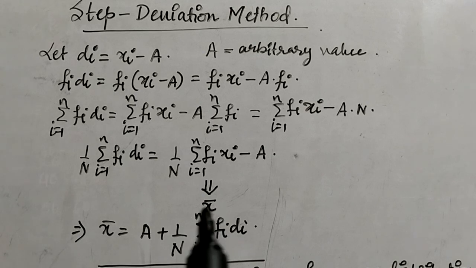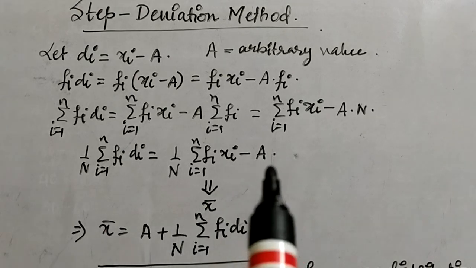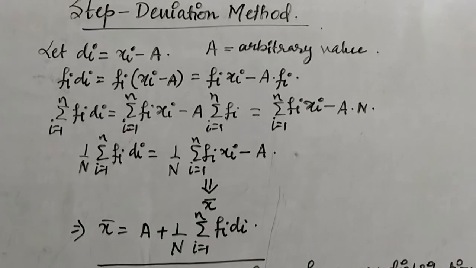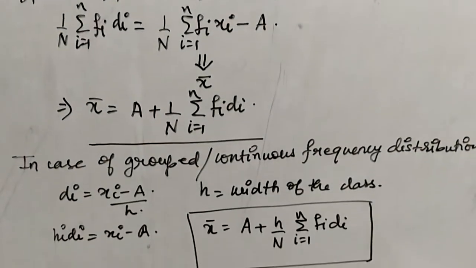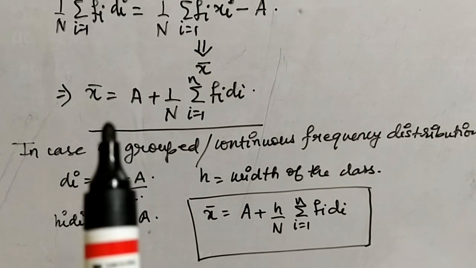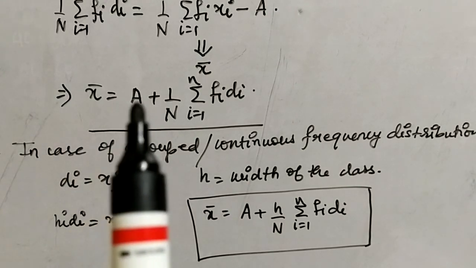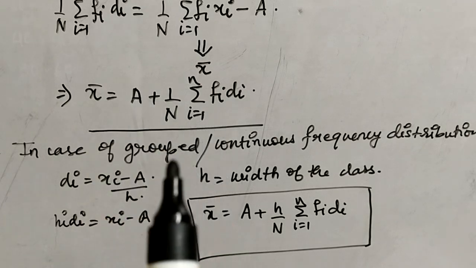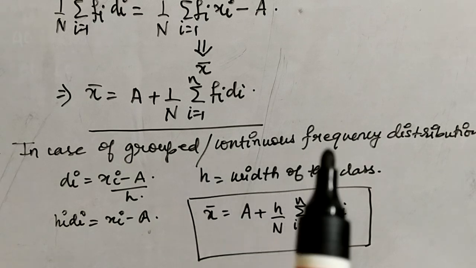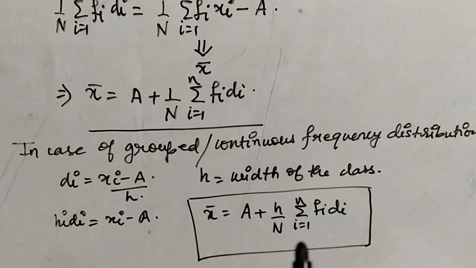X bar, this is the x bar, is equal to, we have taken this a on the other side, and this way we get the value which we just have to put in our example or in any exercise that you have been given in the exam. The above method is for data which doesn't have class intervals, but in case of class intervals, which is there in the continuous frequency distribution, you use this value.